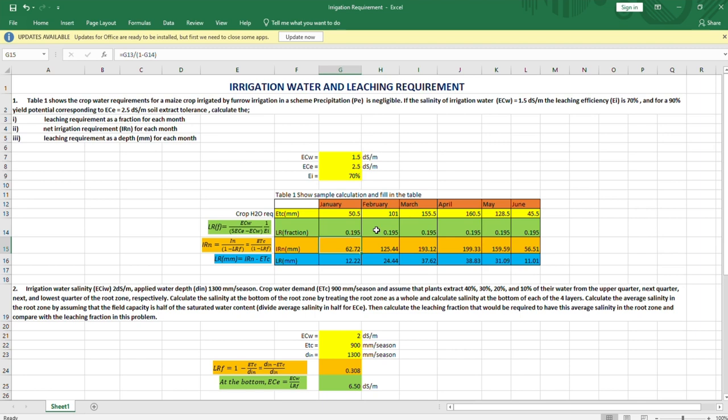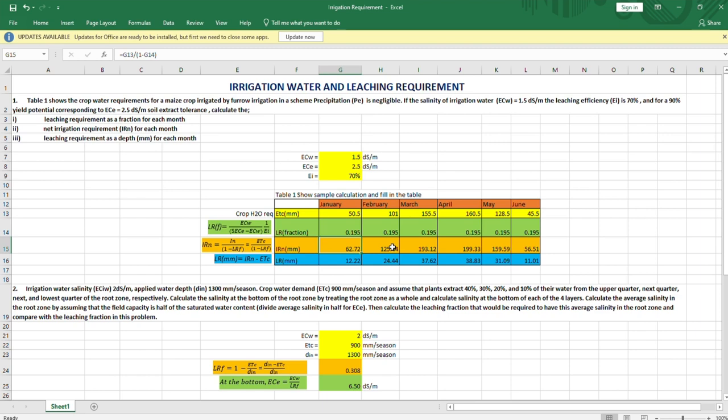Then we need to calculate the second part, which is the net irrigation requirement. You can calculate it using the crop water requirement, or the crop evapotranspiration. It is given by the crop water requirement over 1 minus the leaching requirement. So the first one gives you around 62.72. For the second one, the higher the ETc, the more the net irrigation requirement. Net irrigation requirement is the crop water requirement for growth plus the leaching water requirement that you need, because we have calculated the leaching fraction.